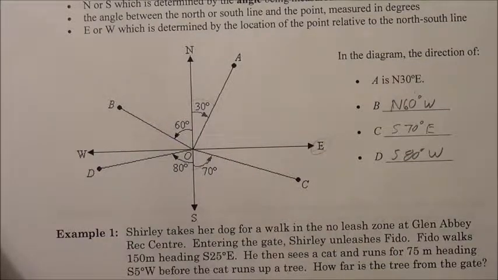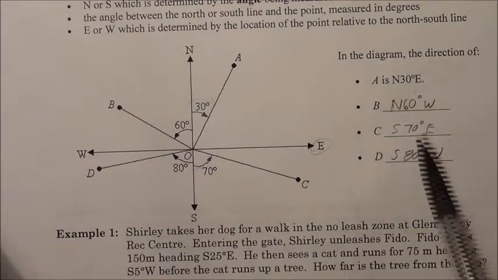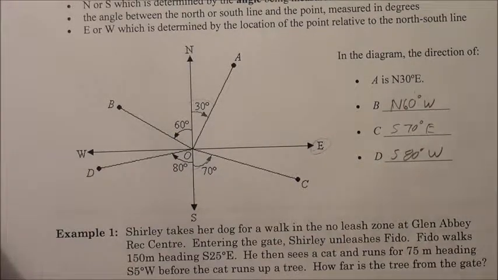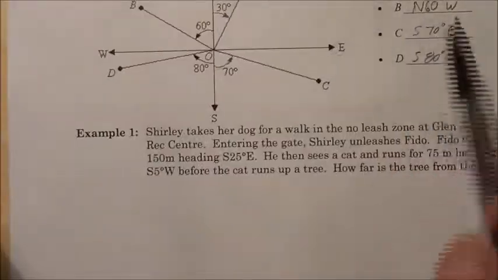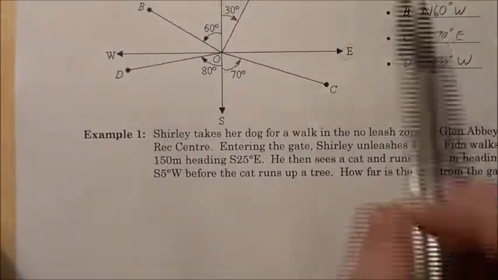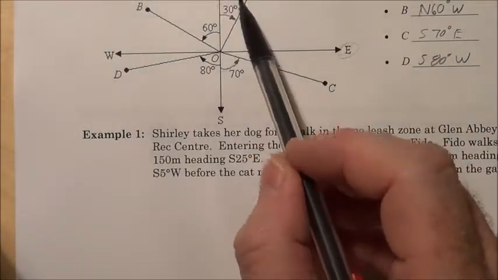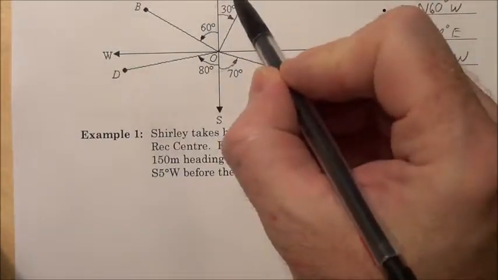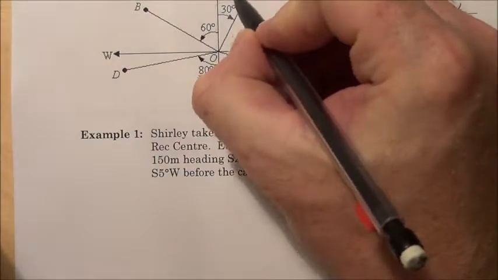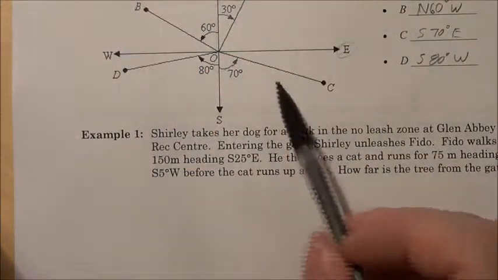Okay, so that's how we would use cardinal directions. So I looked at that earlier, and this just kind of confirms what we were doing there. We can also look at the bearings here. So A's bearing is 030, so 30 degrees.